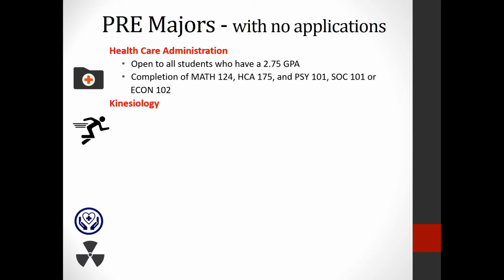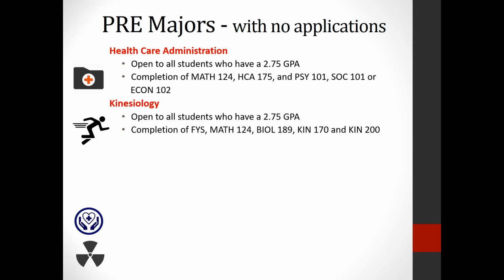Kinesiology, or the study of human body movement, is open to all students who have a 2.75 GPA and have completed their first year seminar, college algebra, general biology, the introductory kinesiology course, and statistics. If you are interested in physical therapy or occupational therapy, please let your advisor know, as there are special prerequisite considerations for these graduate programs.